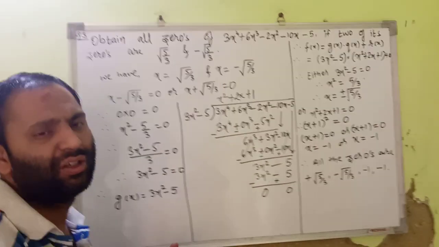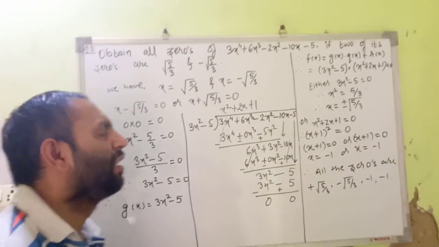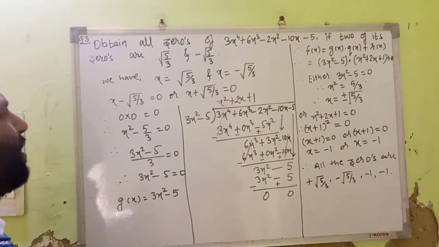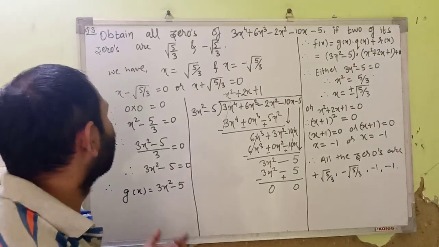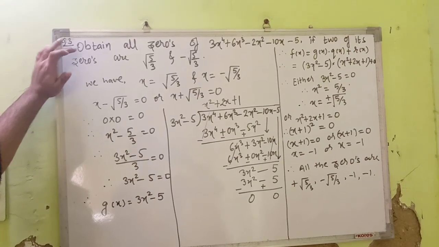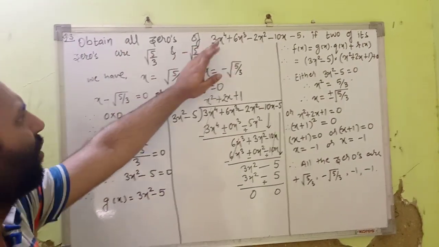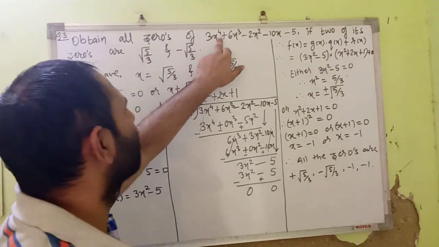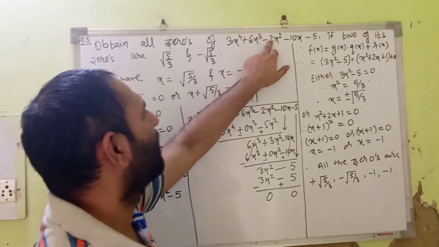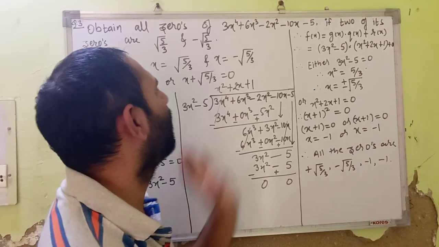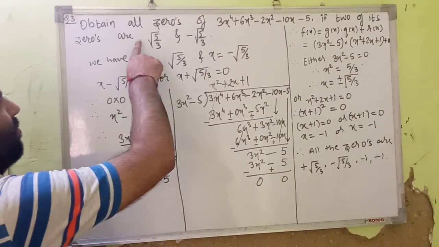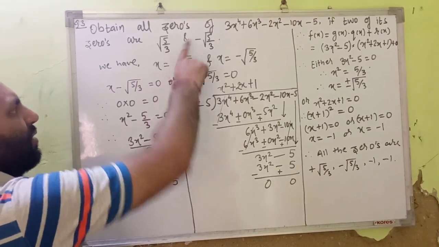Question number 3 of exercise 2.3. The question prior to this, that is question number 2 part 3, is your homework that you have to do. Now question number 3 says obtain all the zeros of the polynomial 3x to the power 4 plus 6x cube minus 2x square minus 10x minus 5, if two of its zeros are plus root of 5 by 3 and minus root of 5 by 3.